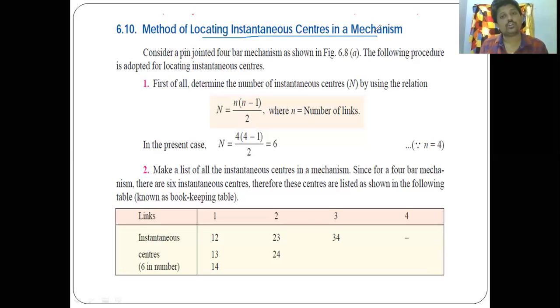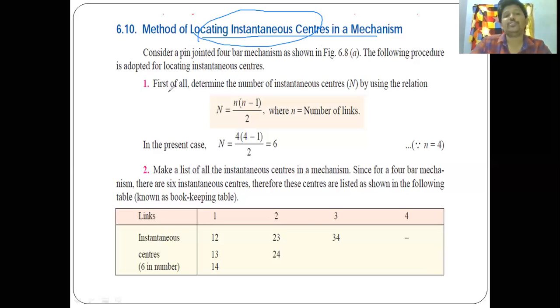To find the velocity of a particular point, we have two methods. One is the instantaneous center method and the other is the relative pole method. We are now seeing the instantaneous center method. To conduct the instantaneous center method, we need to locate the instantaneous centers. If we have the instantaneous centers, it is easy for us to find the velocity. So we should structure a method to locate the instantaneous centers.